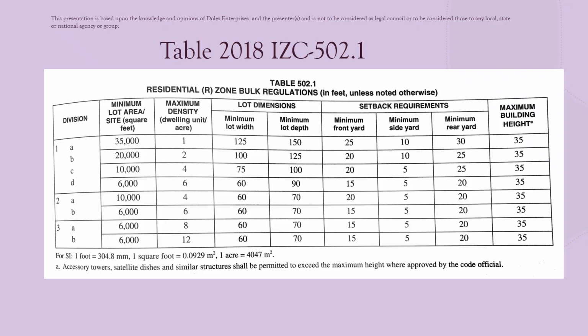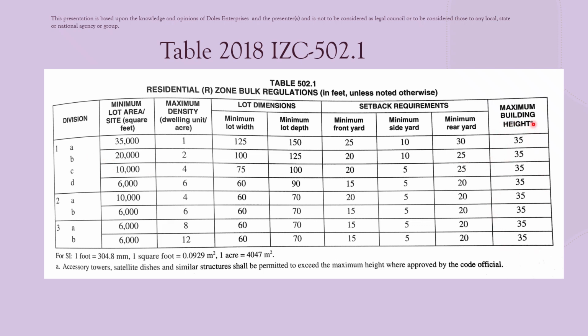As we mentioned in the previous slide, if we go to the tables in the residential zone section, we can use the example of a 2-family dwelling, which would be Division 2. The question concerned lot dimensions. What was the minimum width? Lot dimensions for A or B, regardless, are going to be minimum lot width is going to be 60 feet, as we see here. If you'll notice, maximum building height for every division is 35 feet.